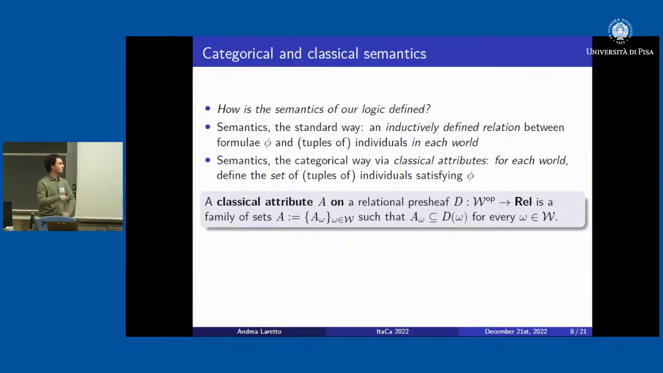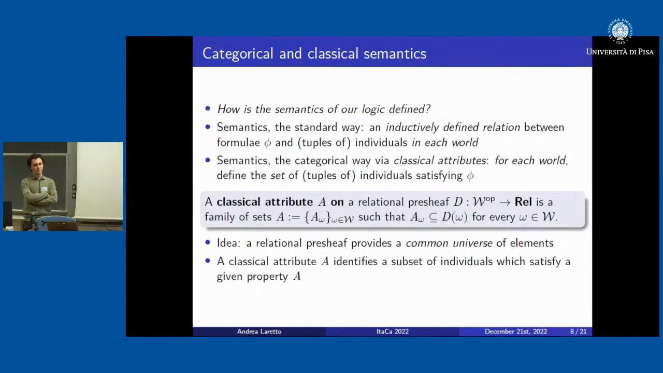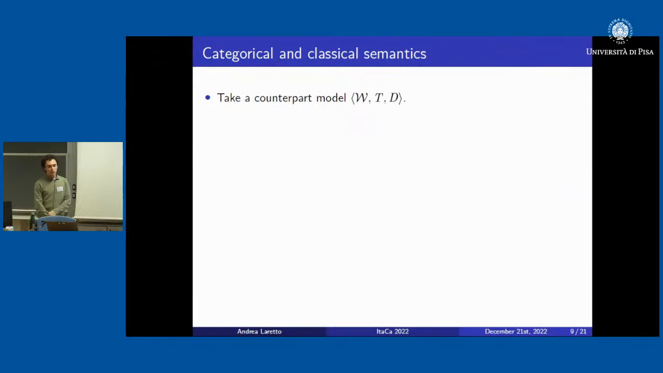And so here's a bit of a formal definition, right? A classical attribute A on a given relational presheaf D is a family of sets for each world omega in W, such that A of omega is a subset of what the presheaf assigns to the world. So a relational presheaf gives us a common universe of elements, and a classical attribute is a given property A. So you say that an individual in a given world is part of the classical attribute A when it satisfies this property A.